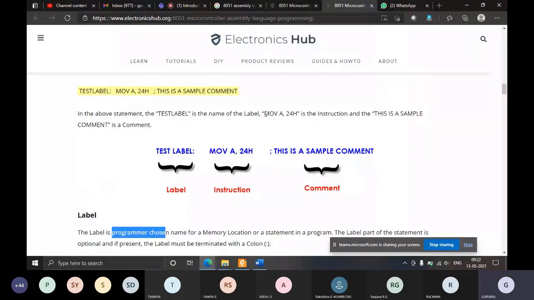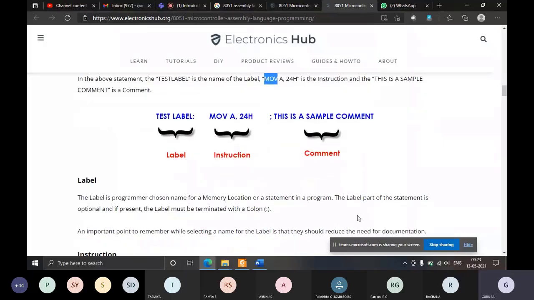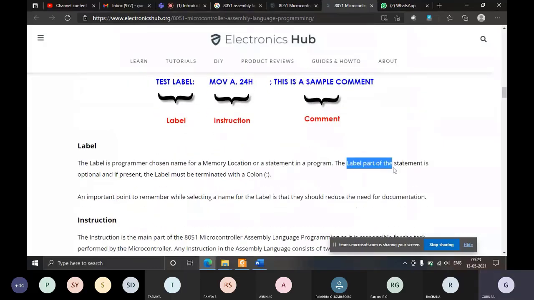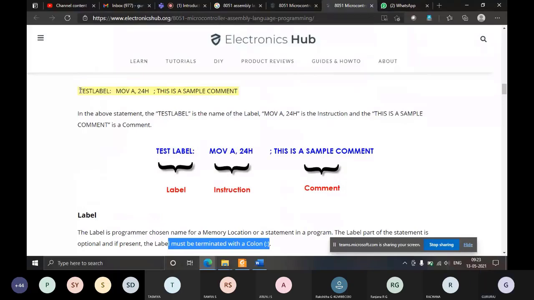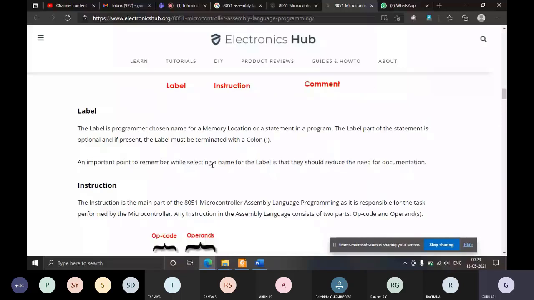MOV should not be used as a label because it is already a keyword, because it already means something to the processor. You cannot use a name that is an instruction already as a label. So the label name should not be a keyword. The label part of the statement is optional, and if present, the label must be terminated with a colon. Every instruction need not have a label.